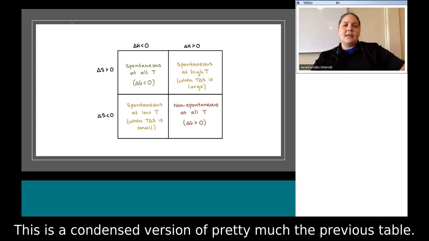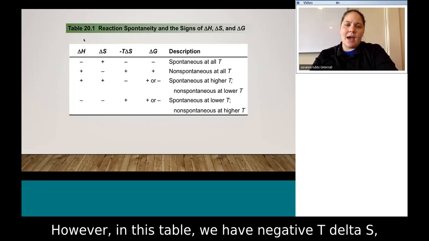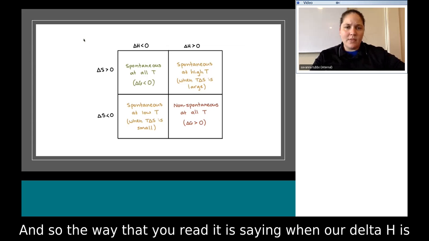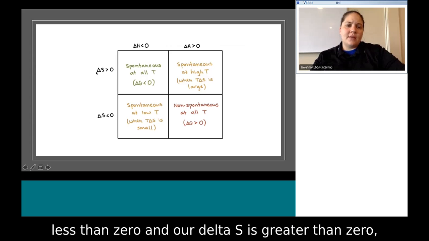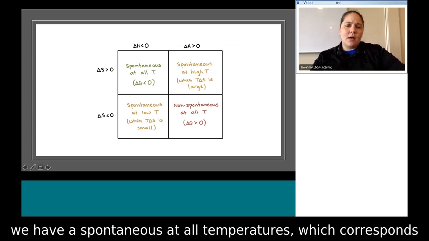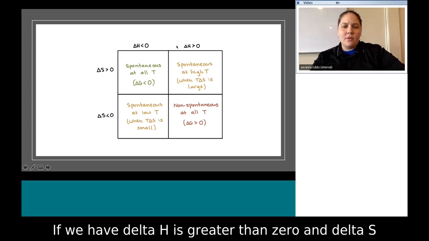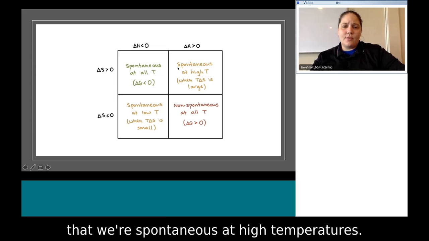This is a condensed version of pretty much the previous table. However, in this table we have negative T delta S, and in this one I did not provide it. And so the way that you read it, it's saying when our delta H is less than 0 and our delta S is greater than 0, we have a spontaneous at all temperatures, which corresponds with delta G is less than 0. If we have delta H is greater than 0 and delta S is greater than 0, it tells us that we're spontaneous at high temperatures.